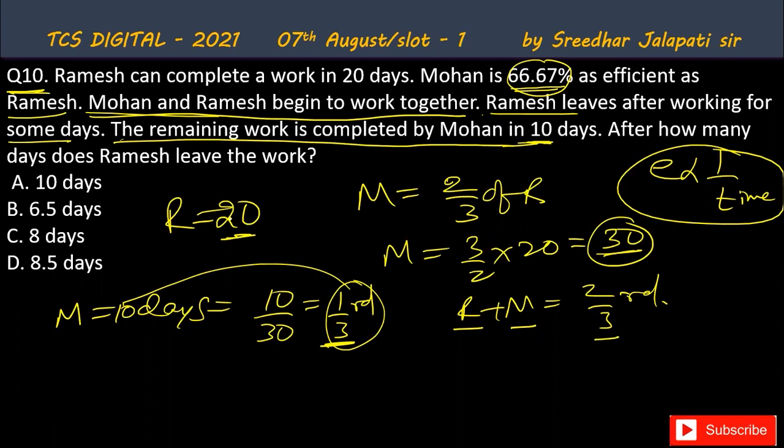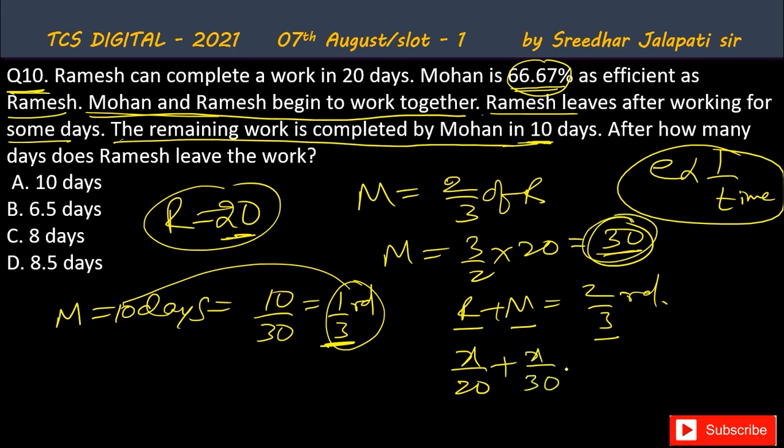Ramesh's one day work is 1 by 20. Assume he works for X days, so X by 20. Mohan's one day work is 1 by 30. Assume he works for X days, X by 30. And they together work for X days to finish 2/3 of the work, right? I am assuming that they together work for X days to finish 2/3 of the work.